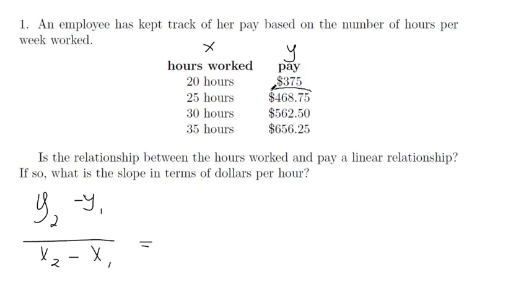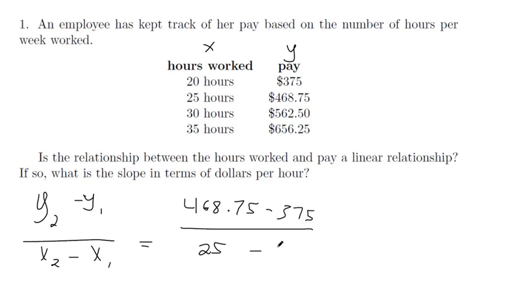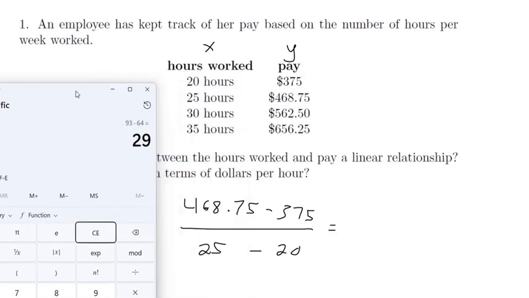So this could be my y2. That means this is my x2. Okay, so I'm going to put 468.75 in for y2. So that means I'm putting in 25 in for x2. And this can be my y1, or you could pick any other number and it would still work, assuming that this is actually linear. So here's my x1 and y1. And so if I compute that, what I'm computing is something called a slope. That tells us how fast pay is going up based on hours.